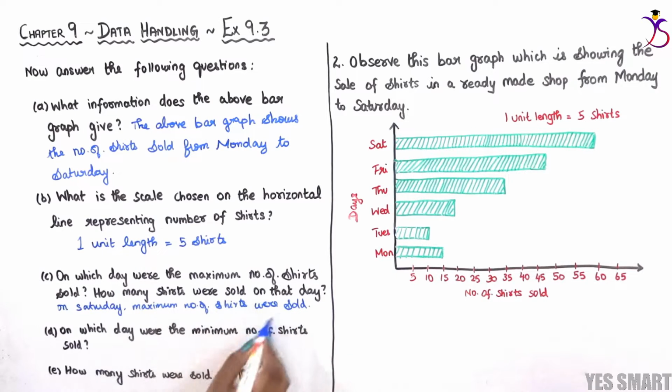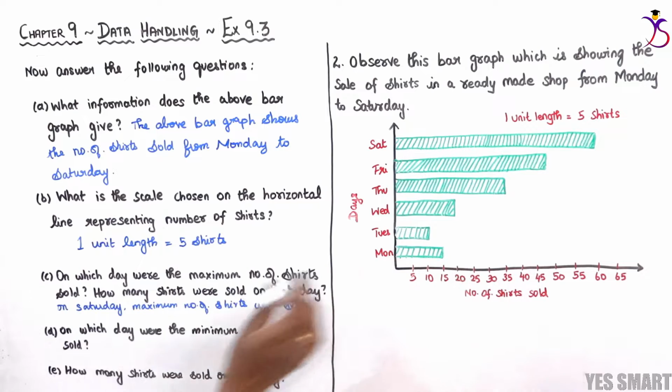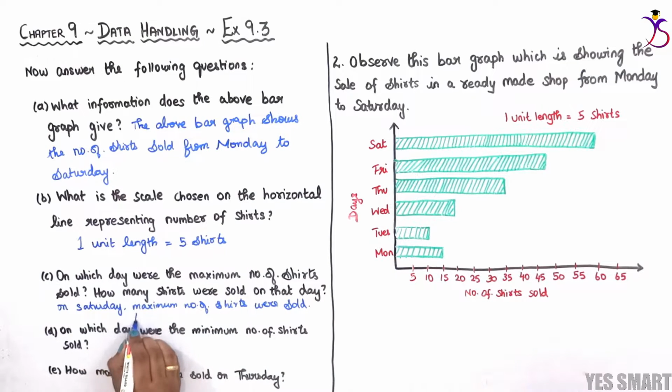Now, looking into the count, let's cross-check with the horizontal line. The bar is over there. If you come straight down to the horizontal line, it is 60. Therefore, 60 shirts were sold on that day.